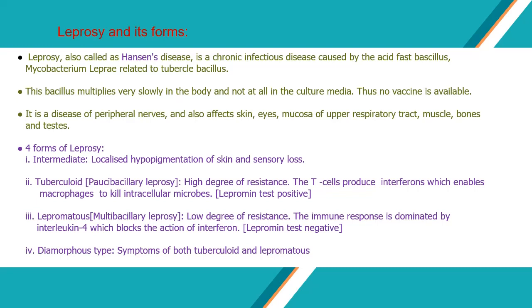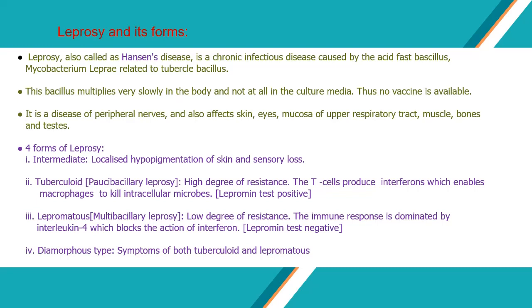Basically, there are 4 forms of leprosy. They are divided depending upon the strength of the Mycobacterium present. The first form is the intermediate form, which shows localized hypopigmentation of the skin and sensory loss. The second is the tuberculoid form, which is also called paucibacillary leprosy. And this shows a high degree of resistance.